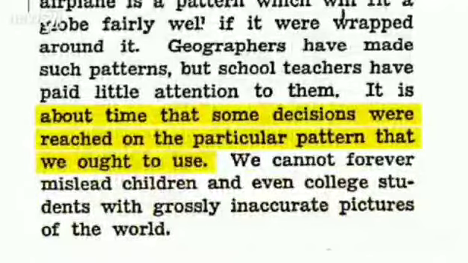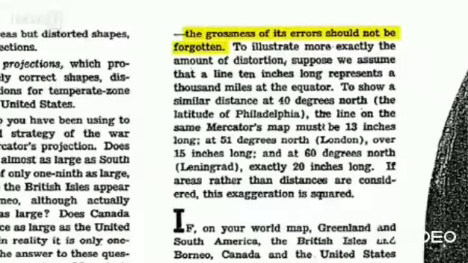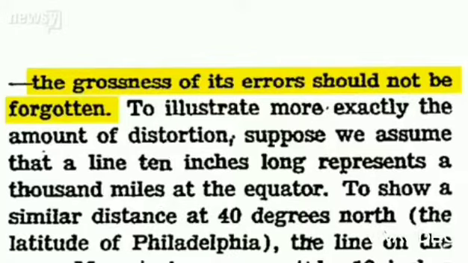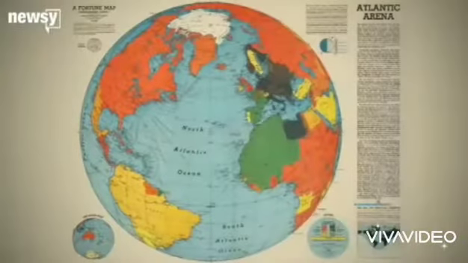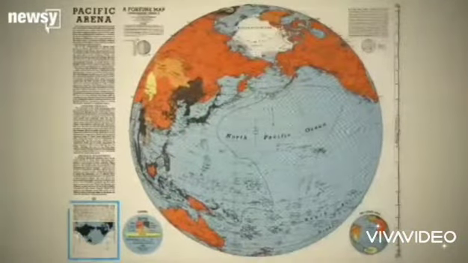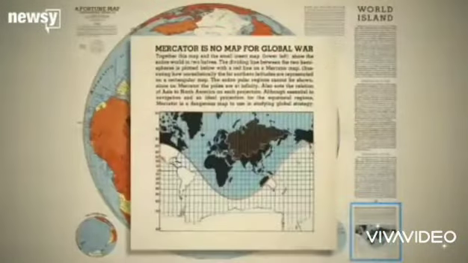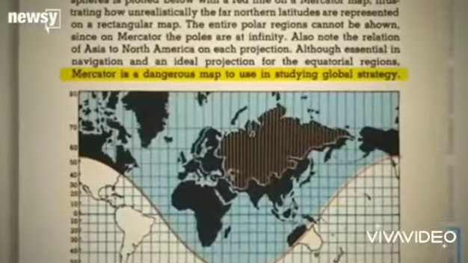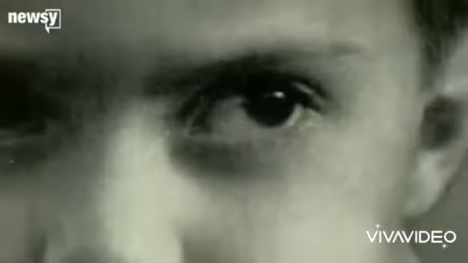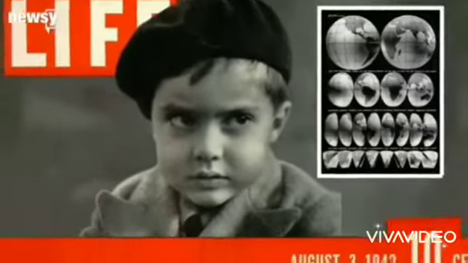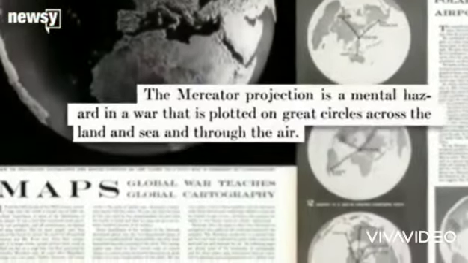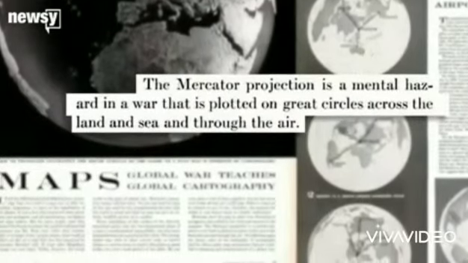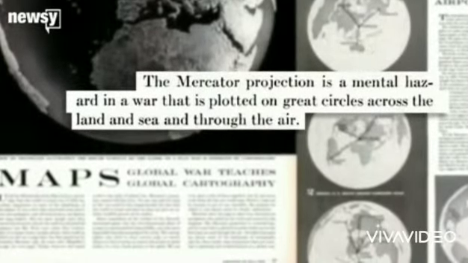Editorials published in the New York Times in the 40s called for the Mercator to be discarded, and reminded readers the grossness of its errors should not be forgotten. In a series of orthographic maps in 1942 and 43, Fortune magazine declared the Mercator is no map for global war, and it was a dangerous map to use in studying global strategy. An exposé on cartography Life published around the same time called the Mercator a mental hazard in a war that is plotted on great circles across the land and sea and through the air.